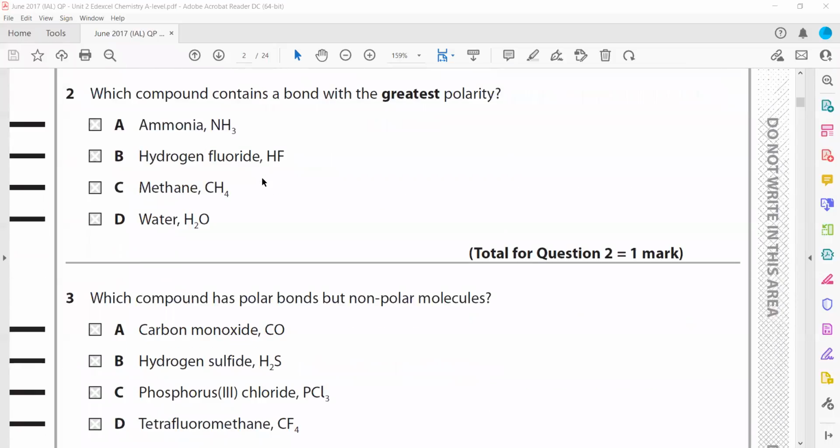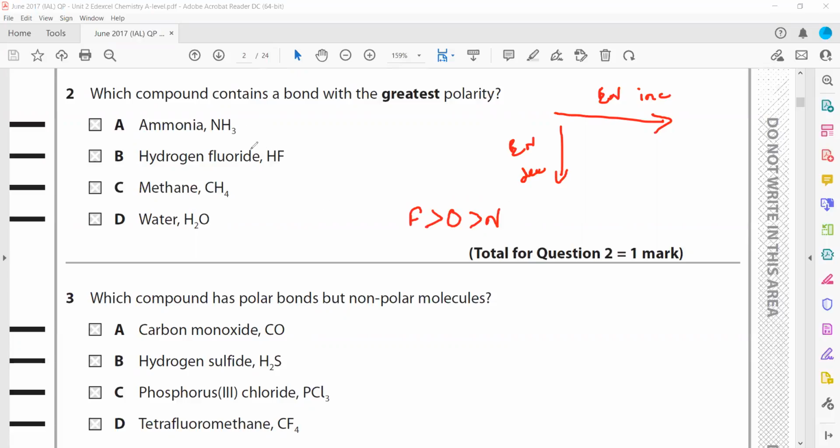Next one, which compound contains the bond with the greatest polarity? Bond polarity depends on the difference in electronegativity. As we move across the period, electronegativity, the tendency to attract the shared pair of electrons, increases. As we go down the group, because the size increases, the tendency to attract the shared pair of electrons decreases. So which is the most electronegative element? Fluorine is more electronegative than oxygen, and oxygen is more electronegative than nitrogen.